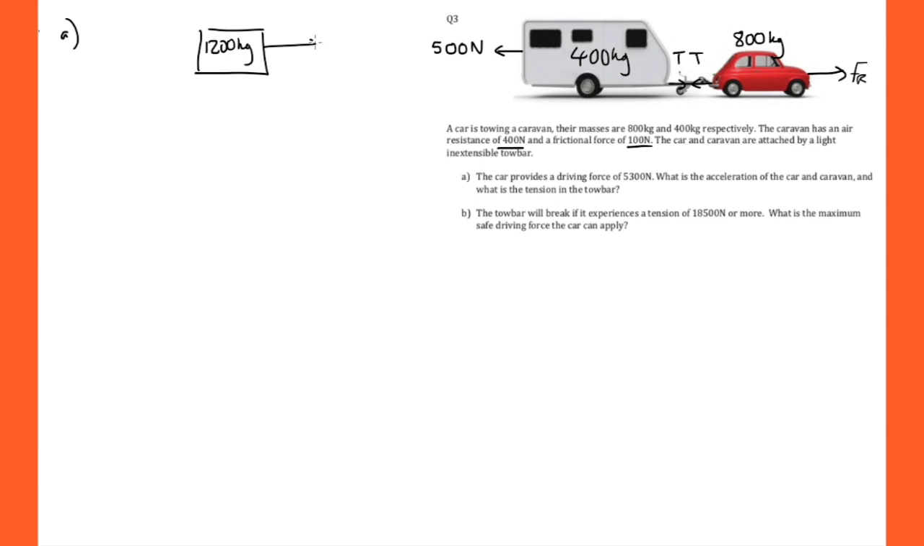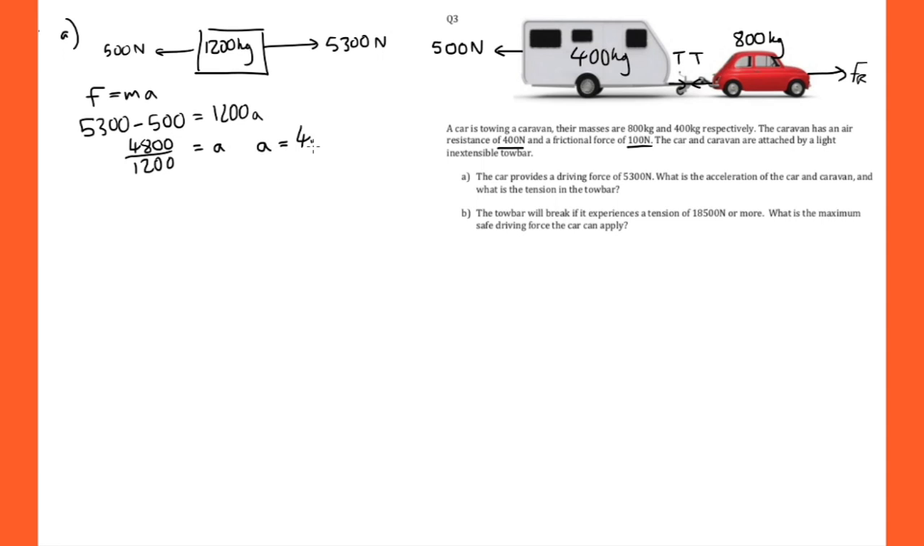Driving force is 5,300. The resistive force is 500 newtons. So quite simply, we use F equals ma, 5,300 minus 500 equals 1,200A. This becomes 4,800. The calculation I do is 4,800 divided by 1,200, and it shouldn't take a calculator for you to see that that is 4 meters per second squared. So the acceleration is 4.